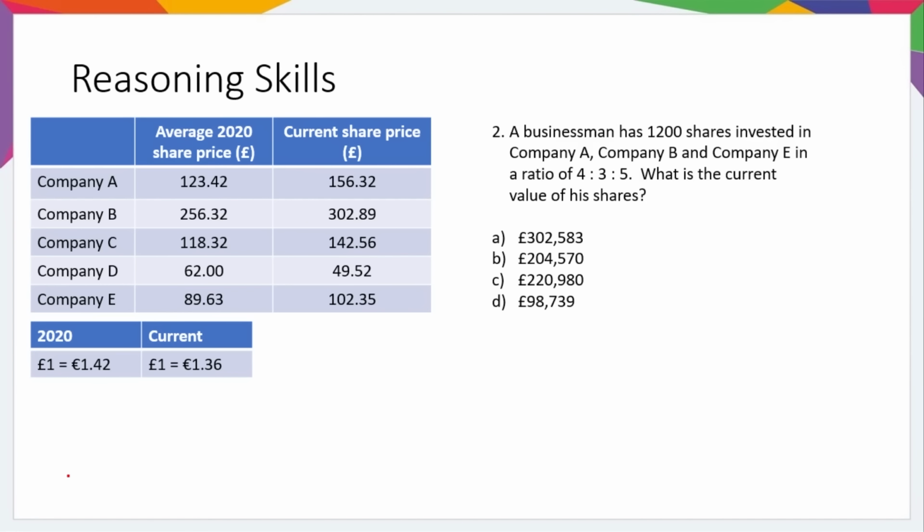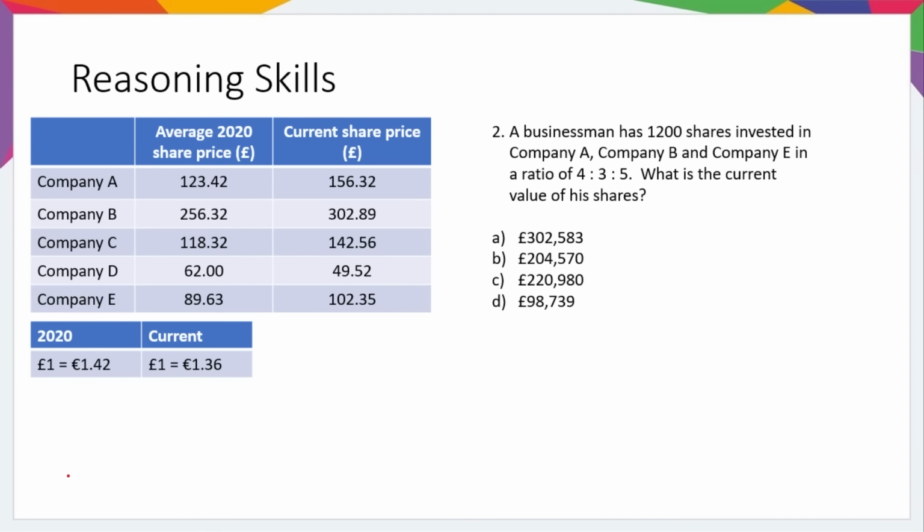So on to the second question. Hopefully, having done the first question and played around with the data a little bit, we've got a better understanding of what the data is all about. This was not the most complicated set of data. It's just 5 companies, their share price in 2020 and their share price today. Most of the companies, their share price has gone up, one went down, and we've also got some exchange rates which might be used in one of the later questions.